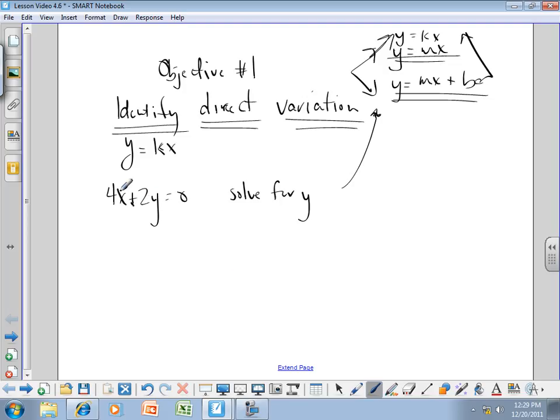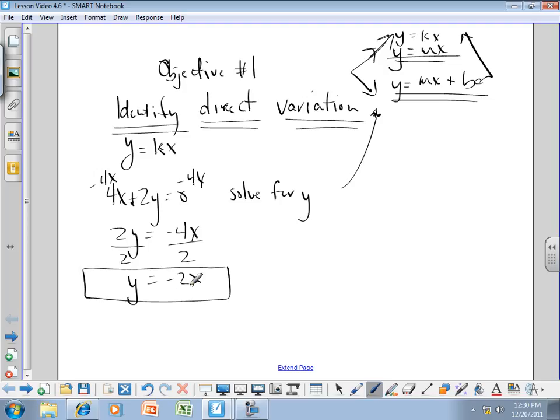Here's a 2y. I don't want the 4x over here, so I'm going to subtract 4x, and then I'll have 2y equals negative 4x. I don't have y by itself yet. What do I need to do? I need to divide by 2. And so then I get y equals negative 4 divided by 2, which is negative 2x. All right? y equals kx. This matches that form, doesn't it? Yes, this is an example of direct variation. But you don't know it until you solve for y.